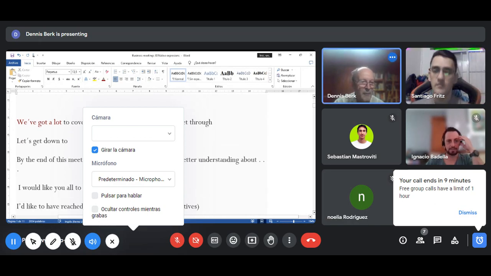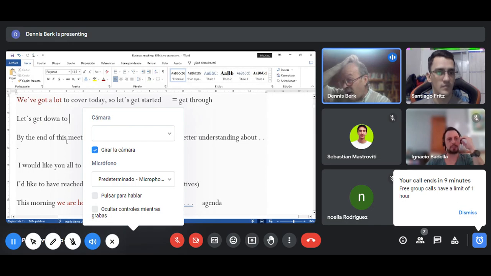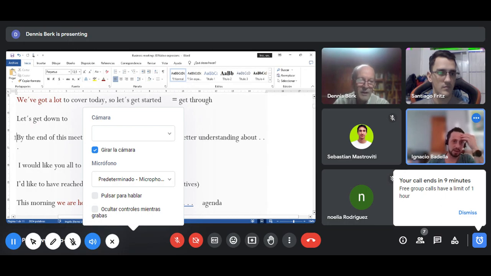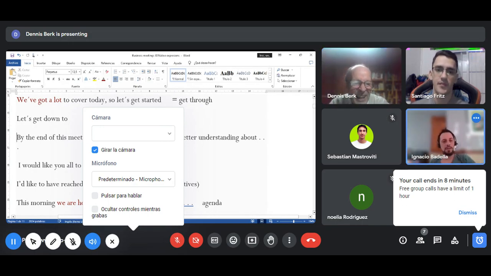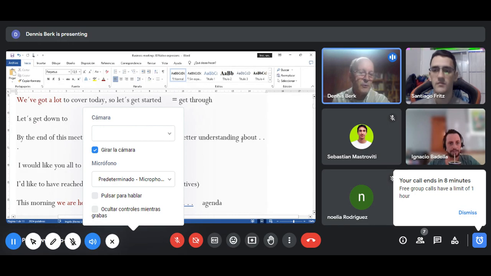All right, this is interesting. Look, Ignacio, the next one is: by the end of this meeting, I would like you all to have a better understanding about something. If you are the coordinator, the moderator, you want to cover all these points, and this is your objective, the objective of the meeting. This refers more to a lecture, or when you have a PowerPoint presentation.